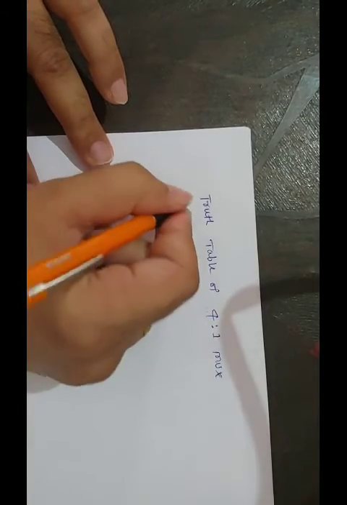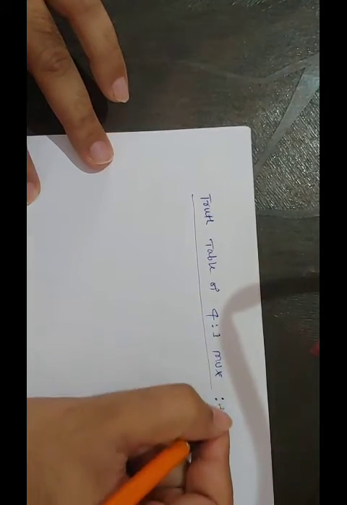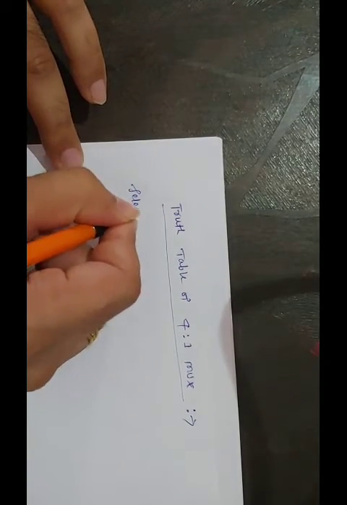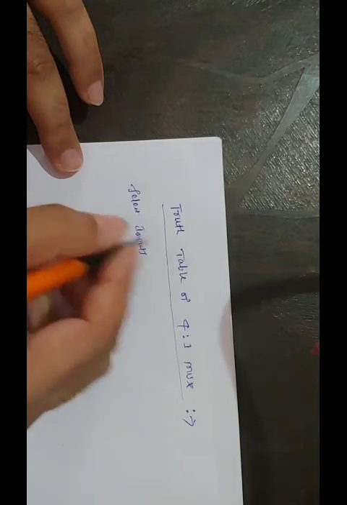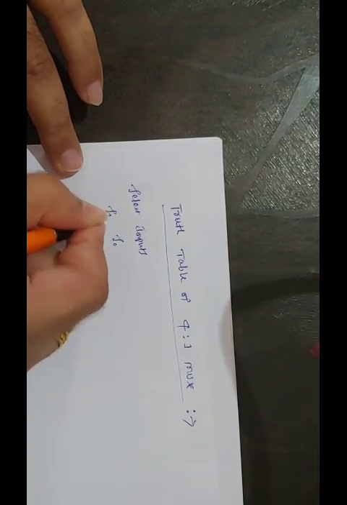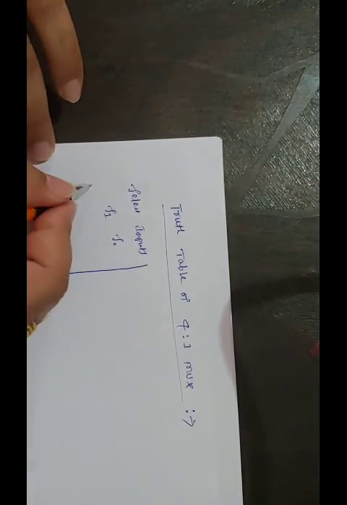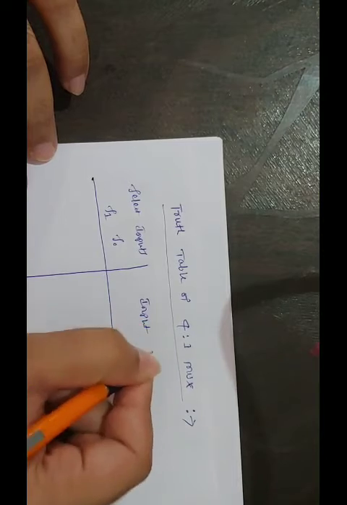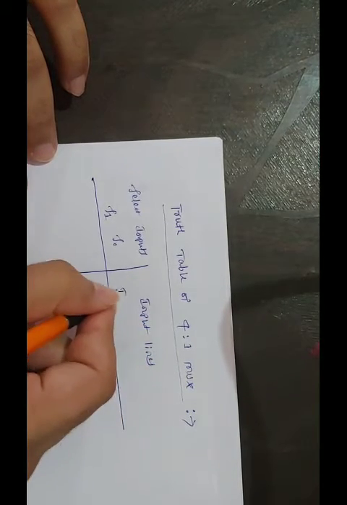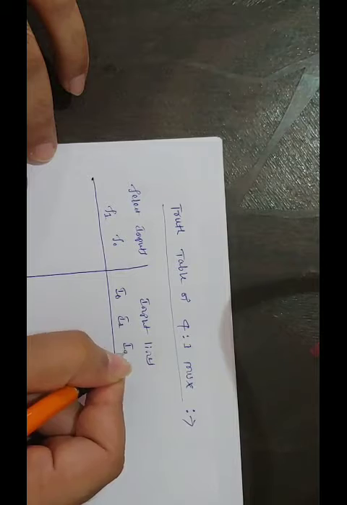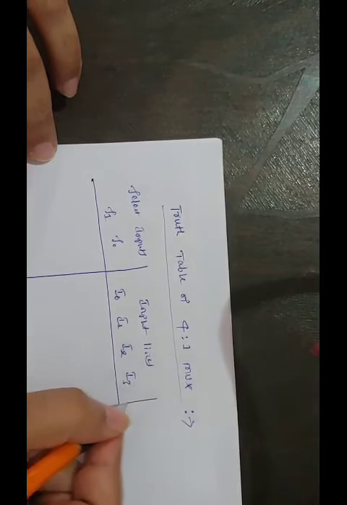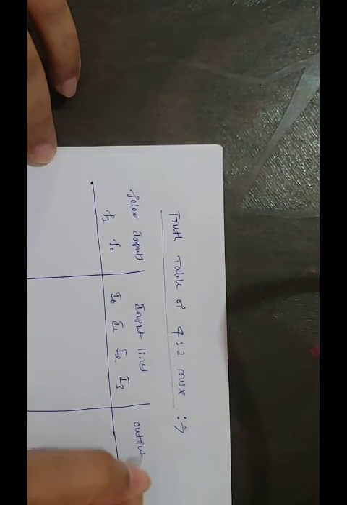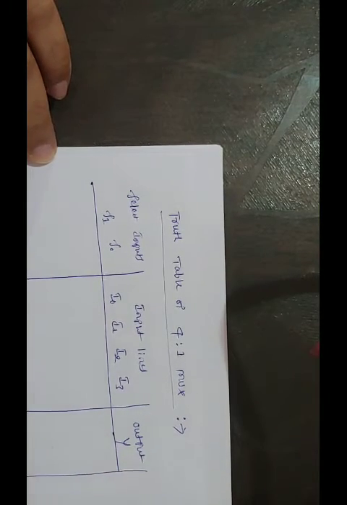Let us draw the expanded version of this truth table. It has select inputs, say these are S0 and S1. Then after that we have input lines. 4 input lines are there: I0, I1, I2, I3. And there is an output, that is nothing but Y.